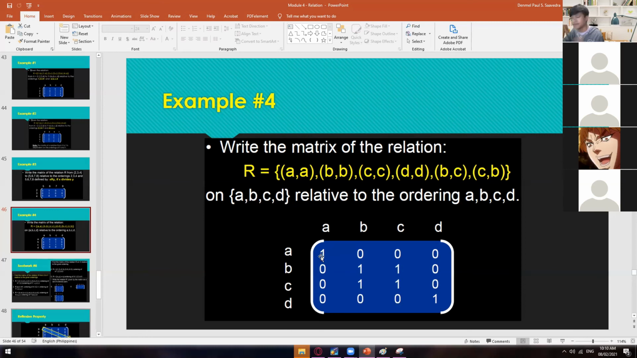And then this one is also symmetric, okay? Because we have BC and then we have CB. Okay. So understood when it comes to example number 4? Yes, sir. Okay. And is this transitive? BC, CB, BB. No, this one is not transitive. So this one is only reflexive and then symmetric.